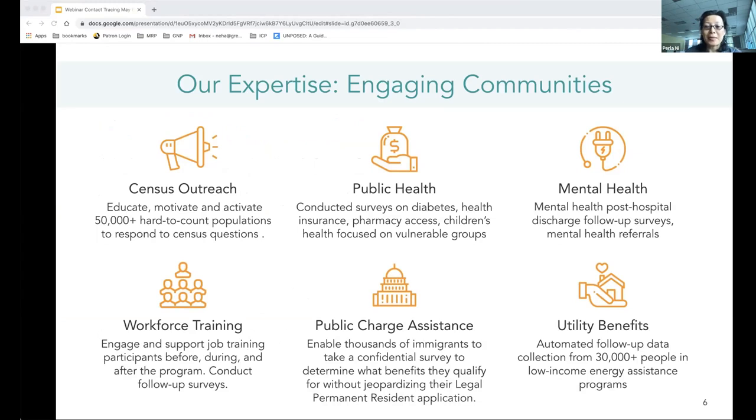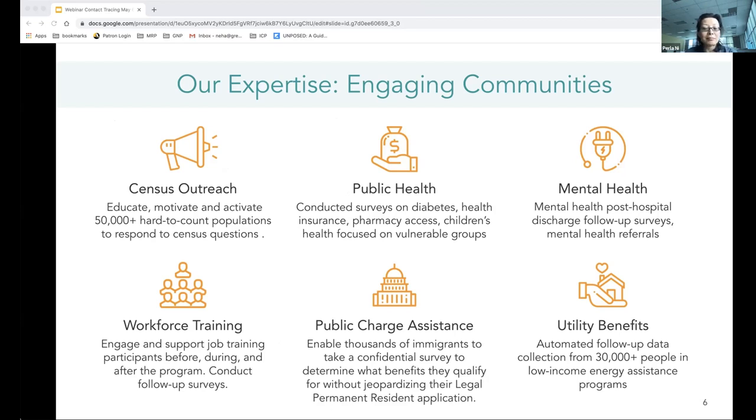Our expertise, as I mentioned, we worked on census, educating, activating more than 50,000 hard-to-count populations to take the census. We've worked extensively in public health, conducting surveys on diabetes, health insurance, children's health, focused on vulnerable populations. So we know the challenges of data collection with the communities that are hardest hit right now by COVID.